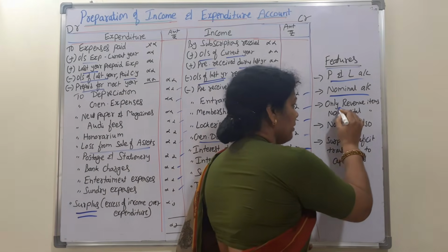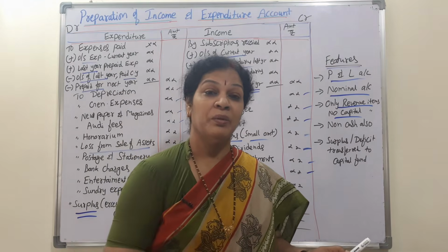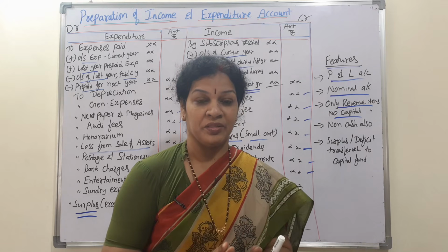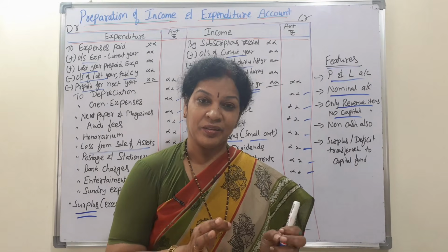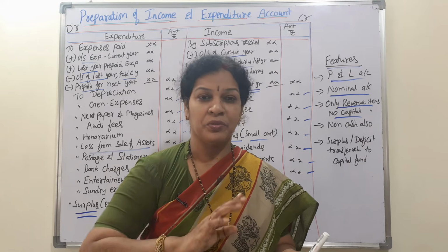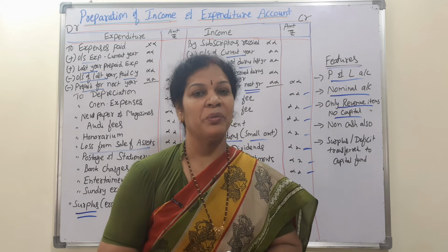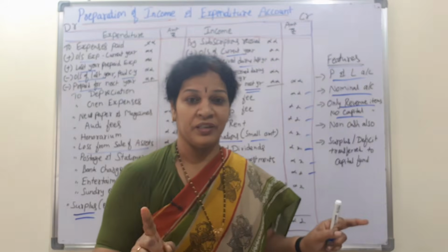Next, only revenue items, no capital items. Here we write only revenue, meaning regularly repeated items, recurring items, recurring income, recurring expenses, regular revenue type items only. Related to capital items, we don't write. No capital items. When we work out problems, you will get more clarity. Just remember, revenue items only we take, no capital items.